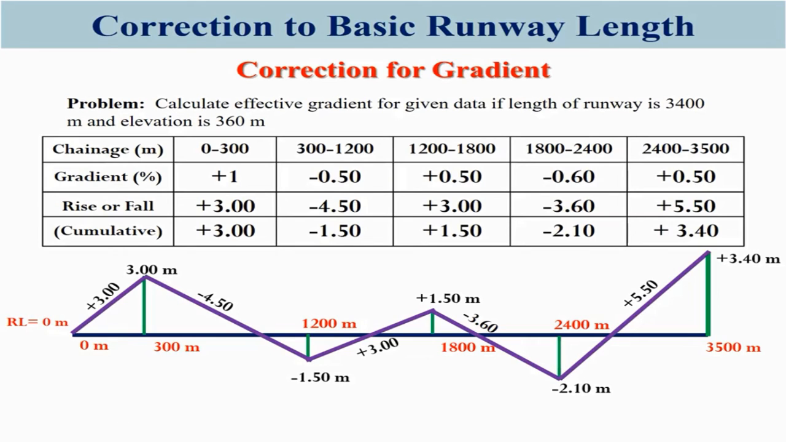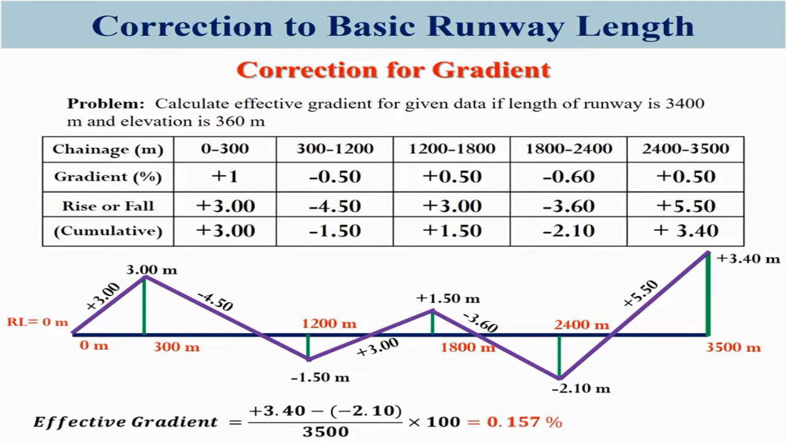So how to get the effective gradient? Maximum minus minimum with respect to sign. So here my maximum is 3.40 minus minimum is 2.10, divided by 3500, which is the length, and we want it in terms of percentage, so whatever value we are having, multiply by 100. So the effective gradient for the given data is coming around 0.157%. You can repeat this exercise, you will come to know what you have to do.